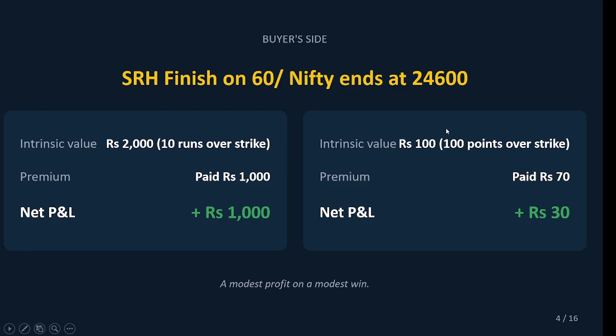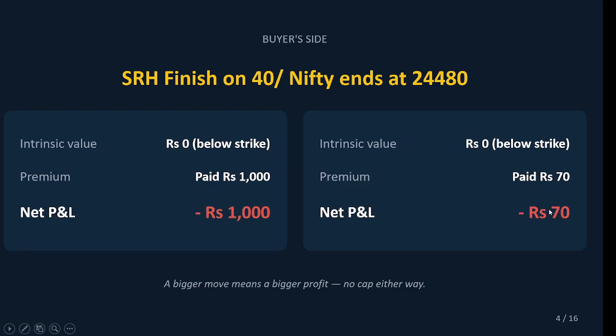Similarly, when Nifty is ending at 24,600, it is 100 points above the strike. We already paid 70 rupees, so PNL is 30 rupees. And if SRH scores 70 runs, then it is 4,000. 70 minus 50 is 20, 20 into 200 is 4,000, and the premium paid is 1,000, so we are making 3,000. Similarly, if Nifty is ending at 24,800, 300 points over the strike, and we have paid 70, PNL is 230 rupees profit.